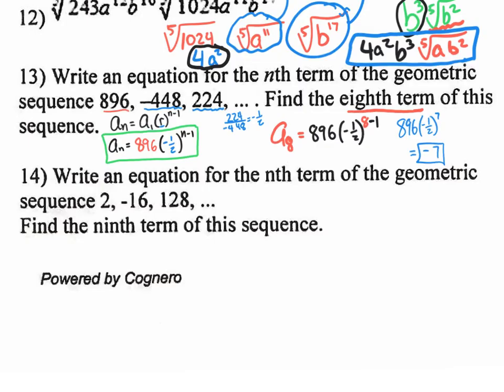So once again, this is a two-part question. They want the equation, and they want the specific number that they asked for. They might ask for the 8th term, the 9th term, the 10th term. All you got to do is plug in that appropriate number into your equation, and it'll give you that number.